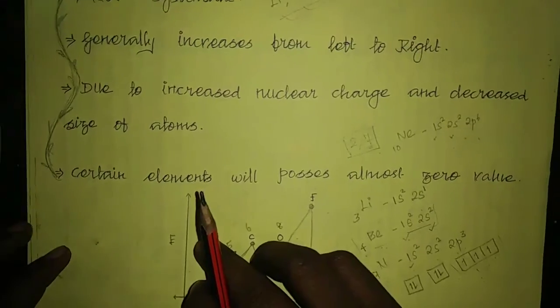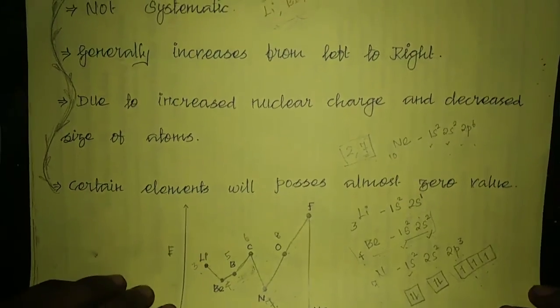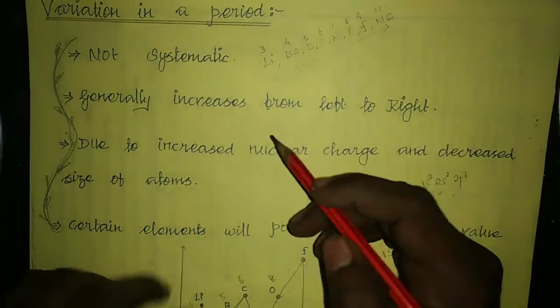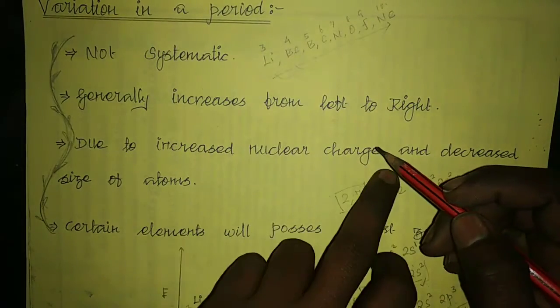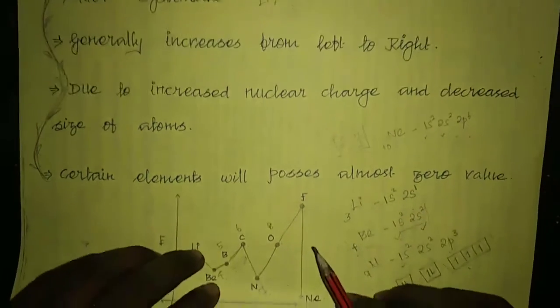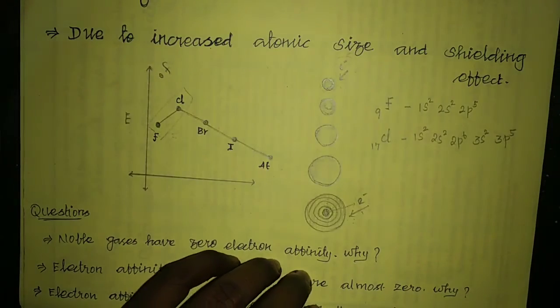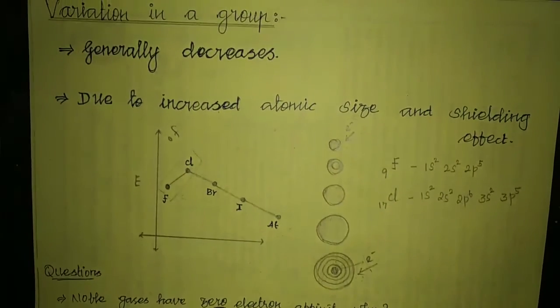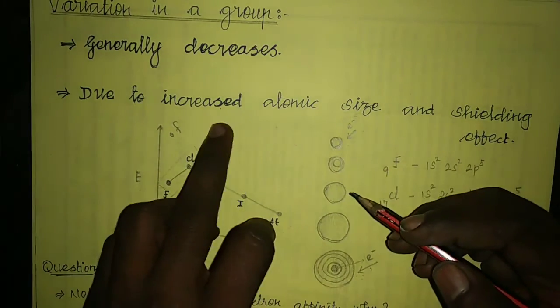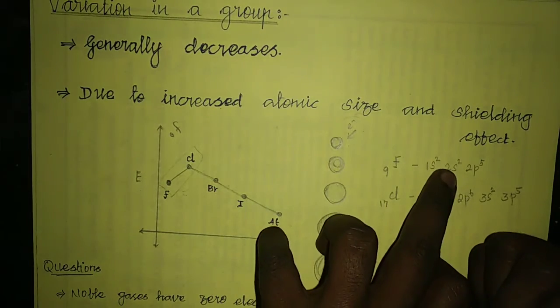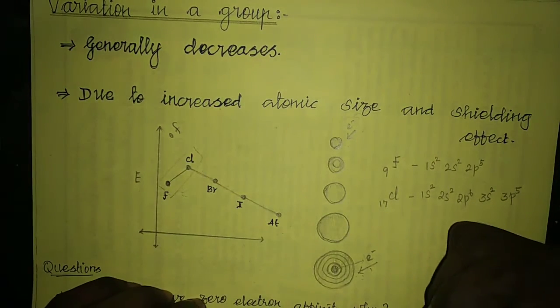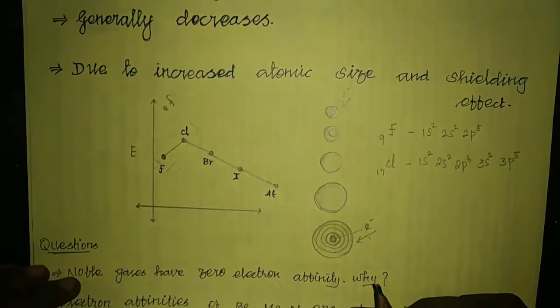Okay. Then next we have seen the variation in a period. The variation of electron affinity in a period. So the variation is not in a systematic way. Generally it is increasing from left to right, and this plot we have seen. The reason for everything we have seen already. The next variation in a group we have seen. Okay, so in a group the electron affinity value is generally decreasing. It is due to what? Increased atomic size and shielding effect, and this plot we have seen. Okay mama?